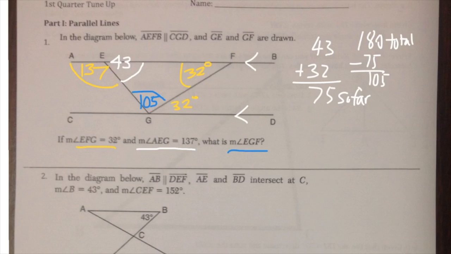And it could have been done another way as well. The 43 up here is also 43 here. And I could have done it as these three angles together make 180 degrees as well, and I would have gotten the same answer. Anyway, so 105 is what they wanted.